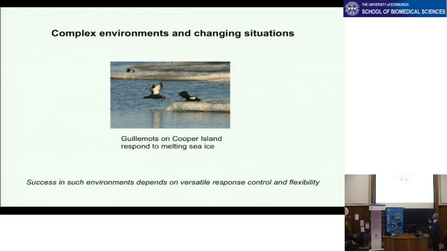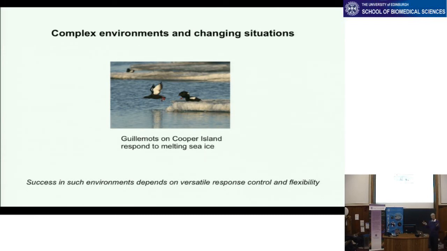Now, this is thought to be very important because it is essential that when animals are in complex environments and changing situations, they need to be flexible to survive. And here's a nice example which I just recently saw on the BBC website. On an island just north of Alaska called Cooper Island, guillemots have been breeding, but over the last 2 decades, the sea ice has been melting more and more, and they have moved further and further out to sea. They've had to change the way they feed and how and where they nest, depending on the distance to the food. And it's this kind of cognitive flexibility without which animals such as this might readily become extinct.